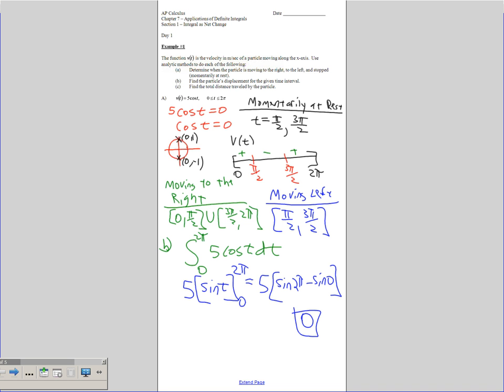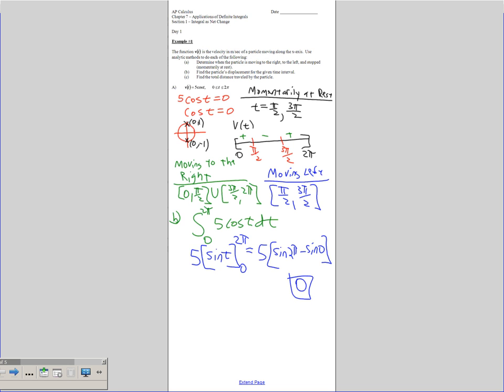How can that be? Well, it simply means that wherever this particle started, it's going to stop at that same spot when it's done moving. And that's why we get a different value than when we find the total distance traveled. But in order to find the total distance traveled, I wish I could make this thing wider.